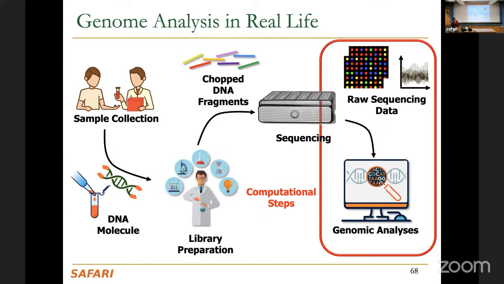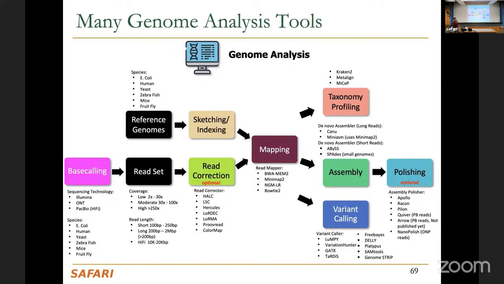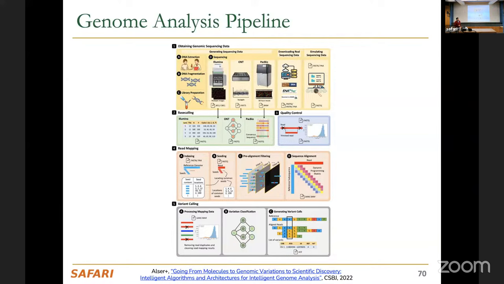And using this data, we try to analyze the genome to answer the important problems. There are many steps in genome analysis, and of course, there are many tools that are used to achieve fast and accurate genome analysis. This is more or less the steps and the pipeline in genome analysis. Of course, there are different types of pipelines, but this is one of the most common pipelines that we use in genome analysis. And I'm going to be going over these steps one by one.